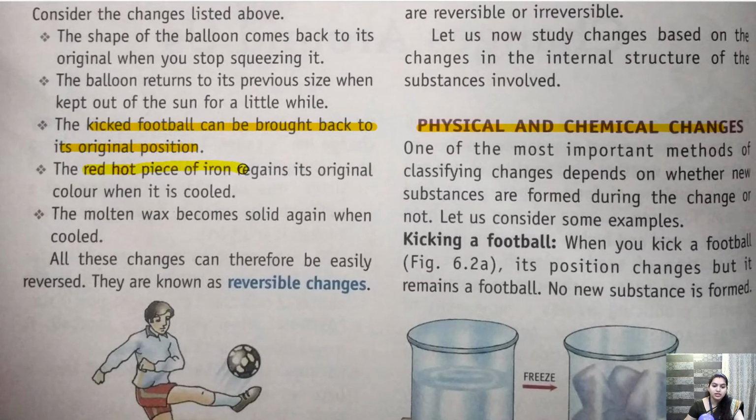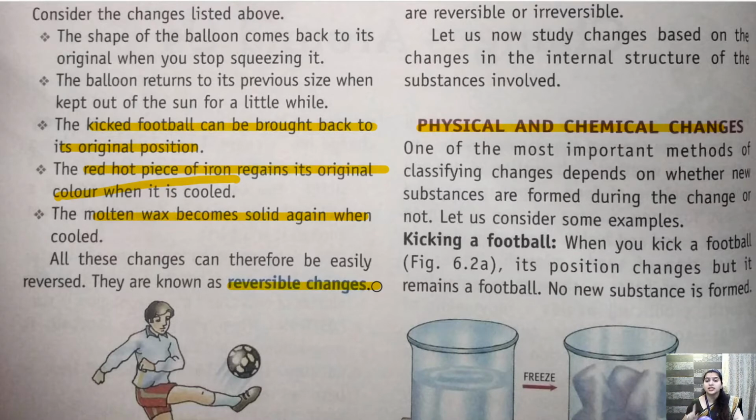A red hot piece of iron regains its original color when it is cooled. Iron, a piece of iron, take a nail. Okay, when you are burning it, it will become red. Okay, but when you cool it down, it will again regain its color. Okay, so this is also an example of reversible change. The molten wax becomes solid again when cooled. This also I have told you. So all these changes can easily be reversed. So this is a reversible change.